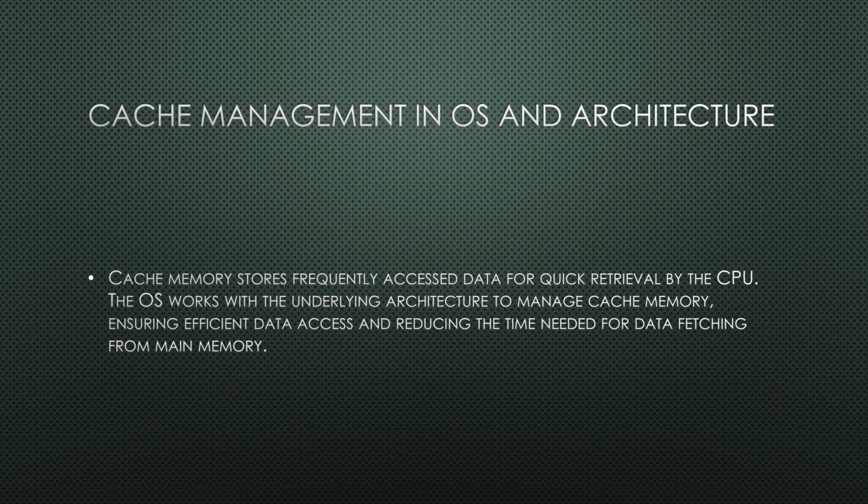Cache management in OS and architecture. Cache memory stores frequently accessed data for quick retrieval by the CPU. The OS works with the underlying architecture to manage cache memory, ensuring efficient data access and reducing the time needed for data fetching from main memory.